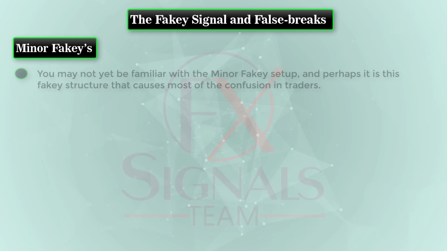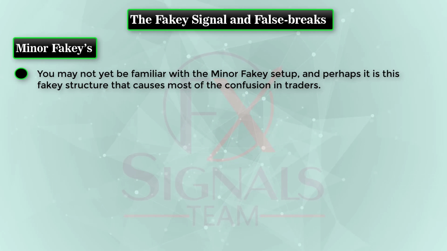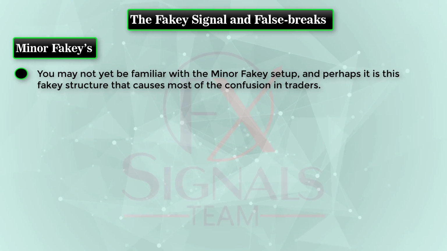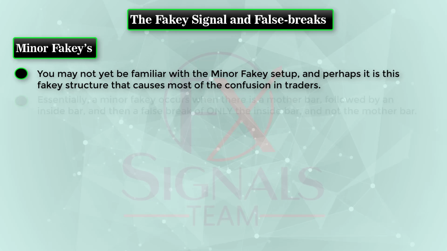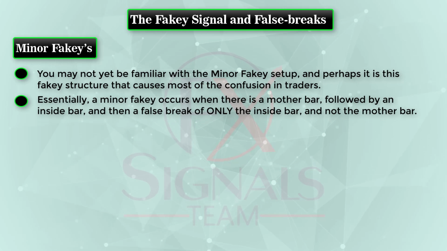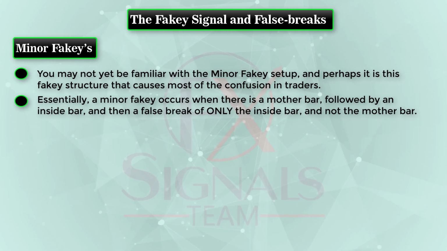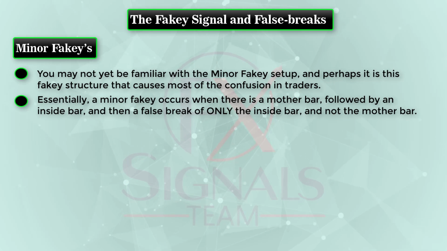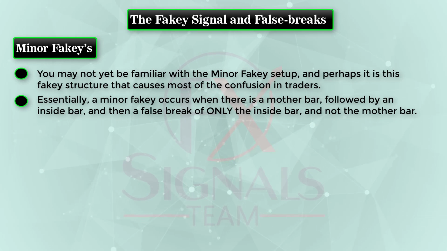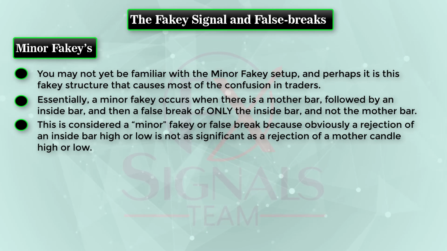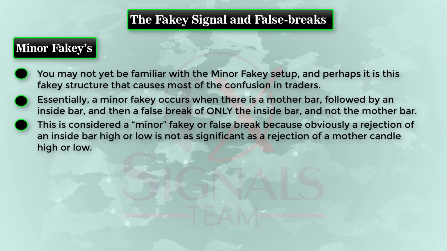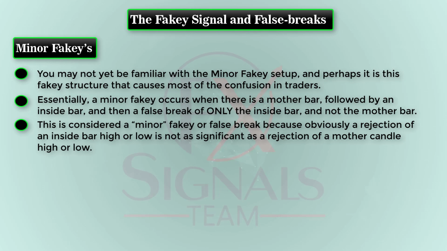Minor Fakies. You may not yet be familiar with the minor Fakey setup, and perhaps it is this Fakey structure that causes most of the confusion in traders. Essentially, a minor Fakey occurs when there is a mother bar, followed by an inside bar, and then a false break of only the inside bar, and not the mother bar. This is considered a minor Fakey or false break because obviously a rejection of an inside bar high or low is not as significant as a rejection of a mother candle high or low.